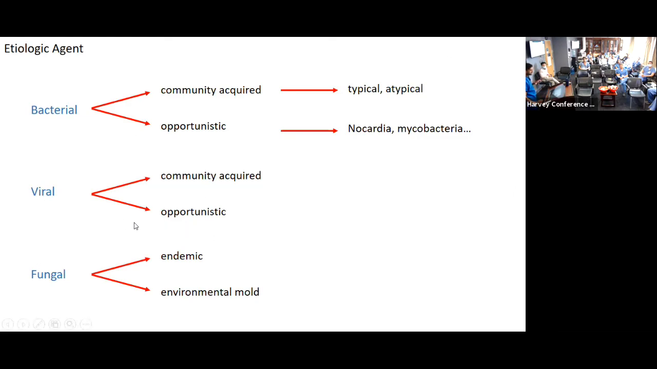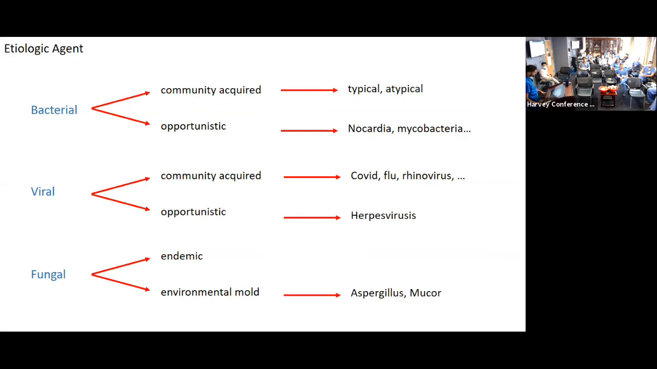But the most common opportunistic bacteria is Nocardia. The community-acquired viruses you're very familiar with, obviously, like flu, rhinovirus, COVID. And then the opportunistic ones are the human herpes viruses, which are HSV, VZV, and CMV, not EBV. And endemic molds are sort of regional, which I'll show you, and then environmental ones, you really have to be quite immunosuppressed: Aspergillus and Mucor. This is a good starting point.